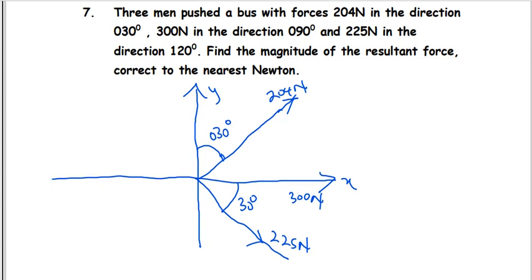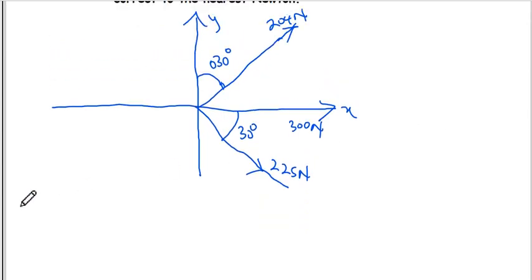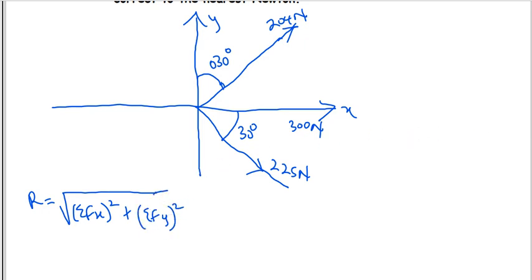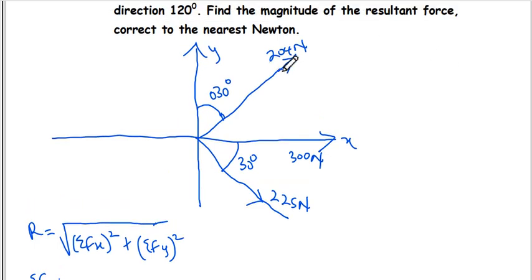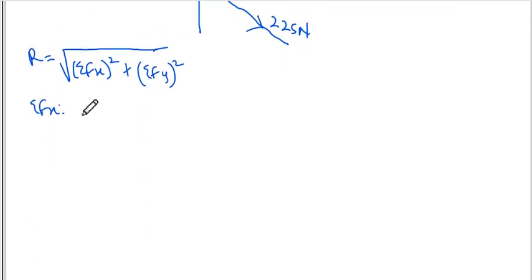Now it says find the magnitude of the resultant force, and the resultant force will be the square root of summation Fx squared plus summation Fy squared. So let's get the horizontal component, that's summation Fx. Let's start with 204. When we resolve this to the horizontal axis, the x-axis, it becomes 204 sine 30 degrees.